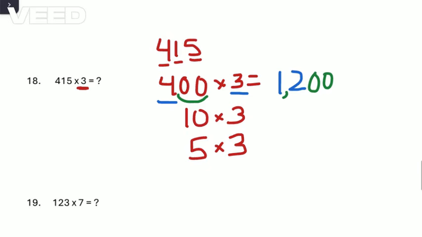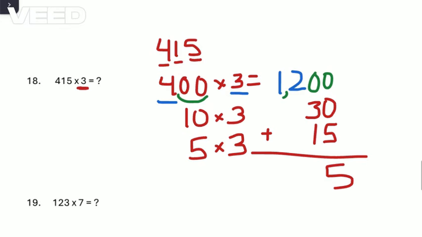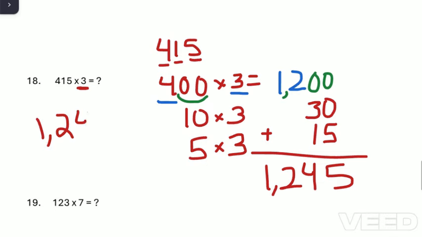10 times 3, we should know that. That is 30. And 5 times 3, we should also know that. That is 15. We add these numbers. Our ones column, 0 plus 0 plus 5 is 5. Our tens column, 0 plus 3 plus 1 is 4. Our hundreds column, 2 plus nothing is 2. Our thousands column, 1 plus nothing is 1. This is our answer. 1,245.